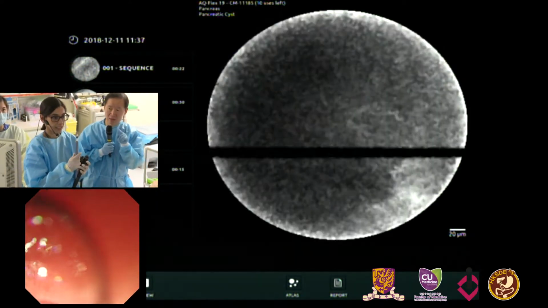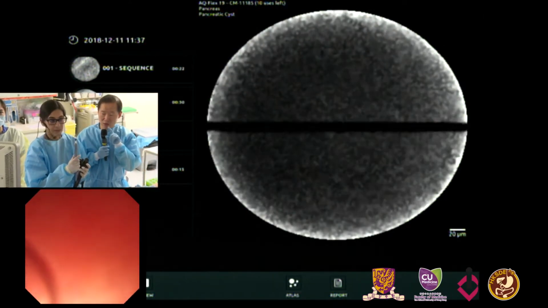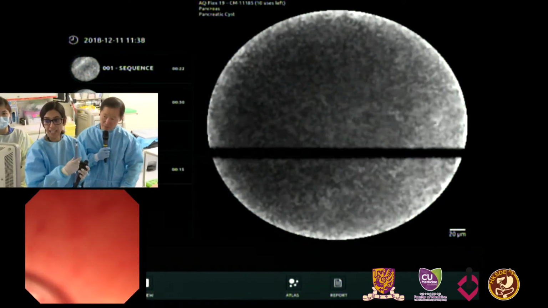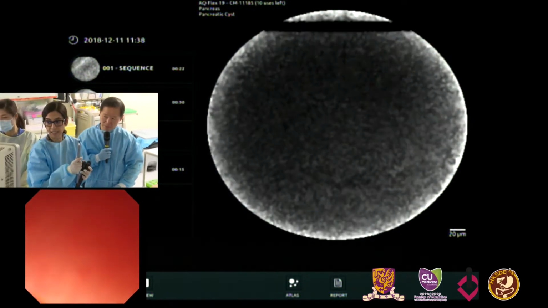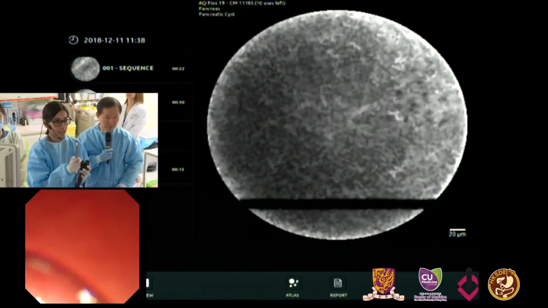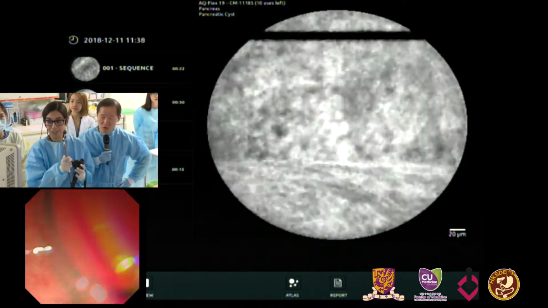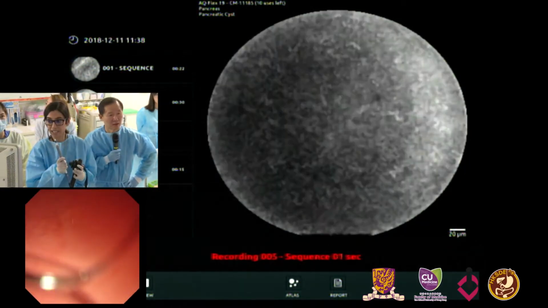Do you select certain points by EUS? If there's any nodularity, I would try to target that. But try to target the cyst wall. We'll try to target a little bit here. But in this case, we cannot find any mural nodule. So there's nothing specific that I would target at this point.